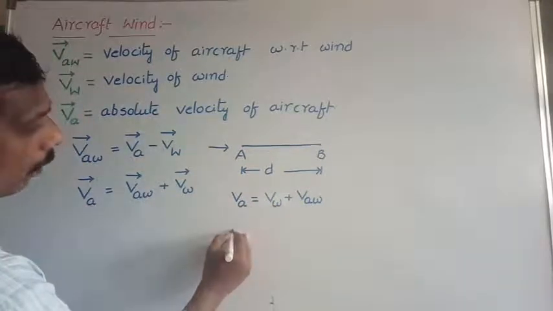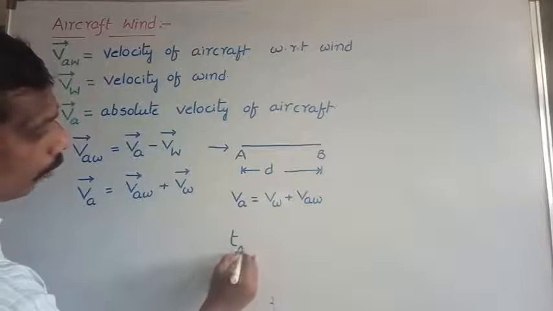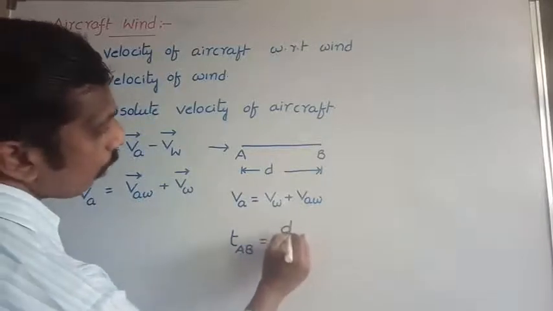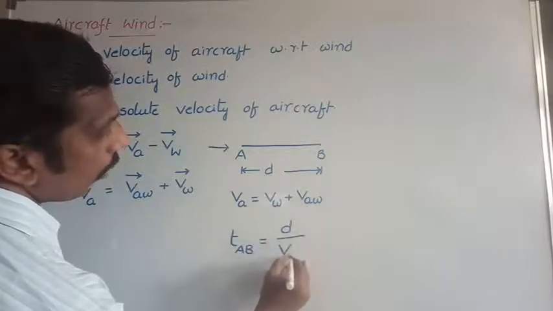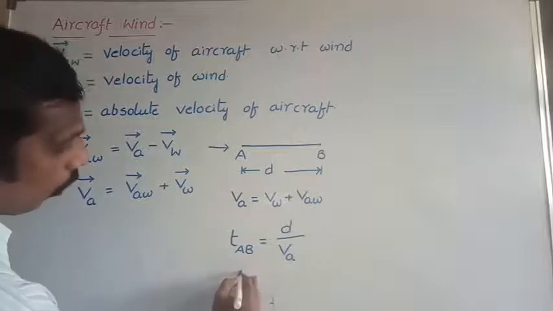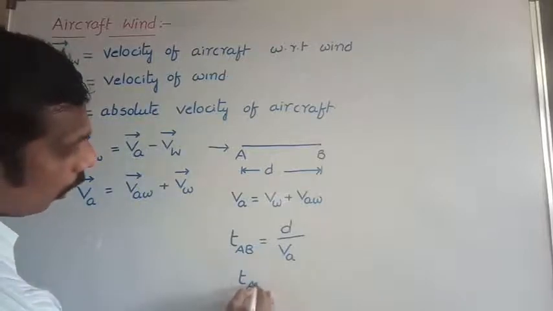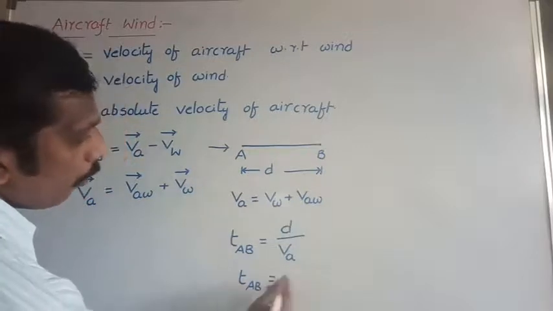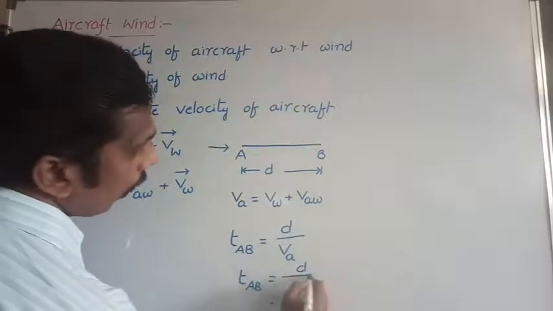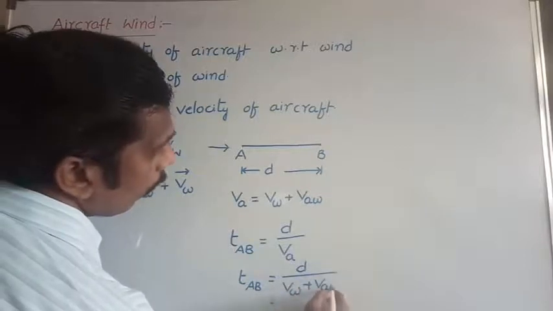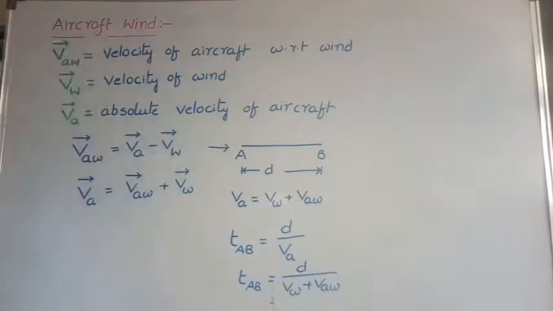In this, time taken to travel from A to B is equal to, time is equal to distance by velocity is the formula, d by velocity of the aircraft. What is the velocity of the aircraft? We know velocity of the aircraft is equal to VW plus VAW. So TAB is equal to D divided by VW plus VAW. So this is the time taken to travel from A to B.